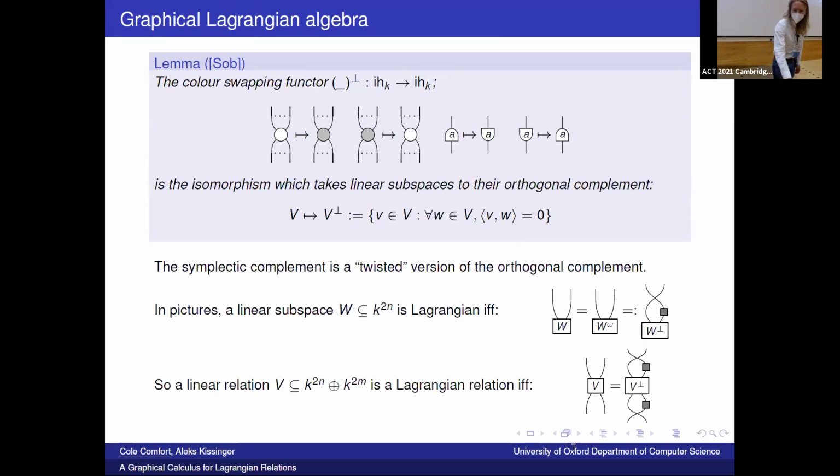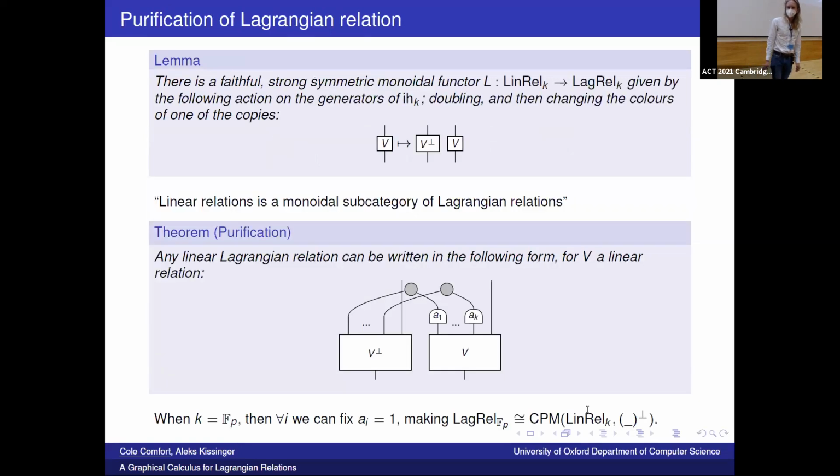So if you uncurry things and consider a Lagrangian relation, not just a Lagrangian subspace, then you get this is the condition for something to be a Lagrangian relation. So the question is, how can we do even more to get a proper presentation for Lagrangian relations?